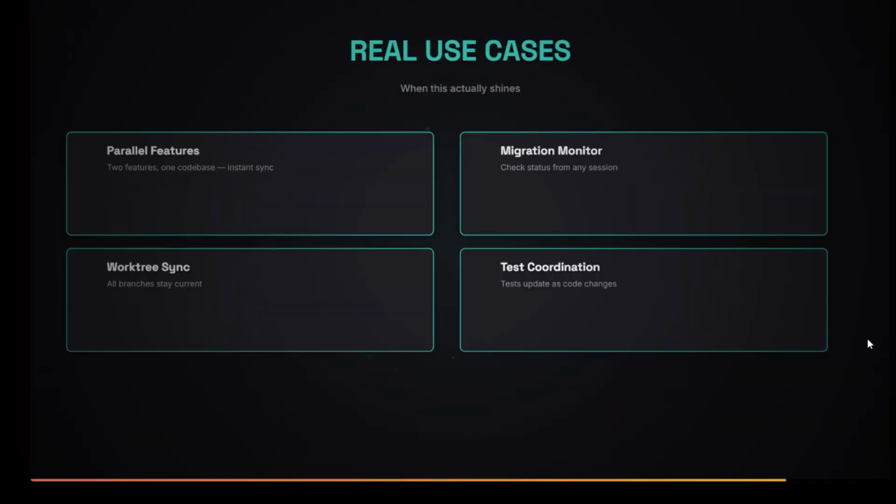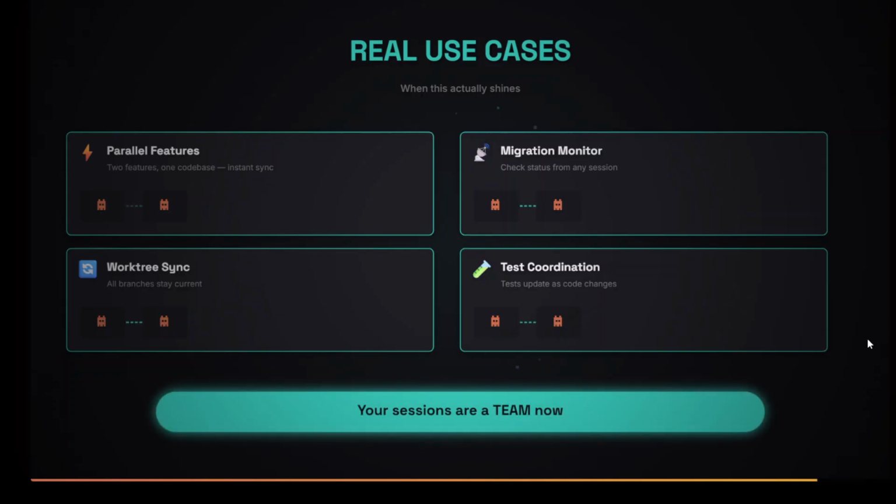Here's when this actually shines. Parallel feature development. Two sessions, two features, one code base. When one changes a shared module, the other knows instantly. Migration monitoring. Kick off a migration in one session. Ask your other session to check on it whenever, or have it report back when done. Worktree coordination. Multiple Git worktrees, each with its own Claude. One merges to main, the others get notified to rebase. This is the end of "wait, which terminal was doing what?" Your sessions are a team now.